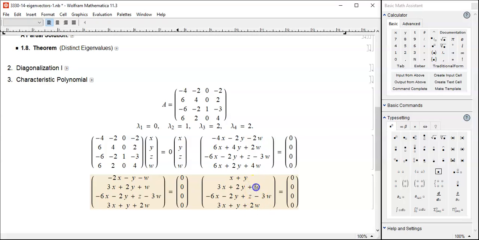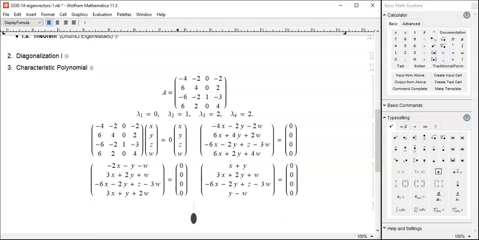The row looks like I can simplify. I can subtract. The 3x terms cancel out. 2 minus 1, so that's just y. And 1 minus 2, so minus w. So by subtracting, you're going to get that.